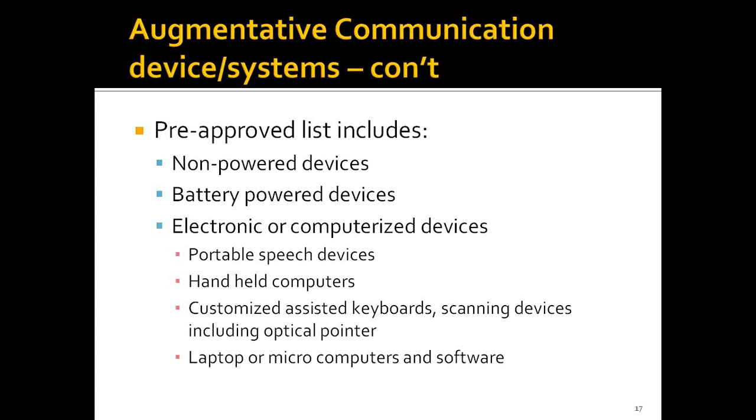Again, there's a pre-approved list. It is not exhaustive. And I've just listed a few of what the pre-approved list includes, but it includes laptops, microcomputers, software, assistive keyboards, scanning devices. It's really, as I said, quite broad and can be very helpful for children in particular who have disabilities.